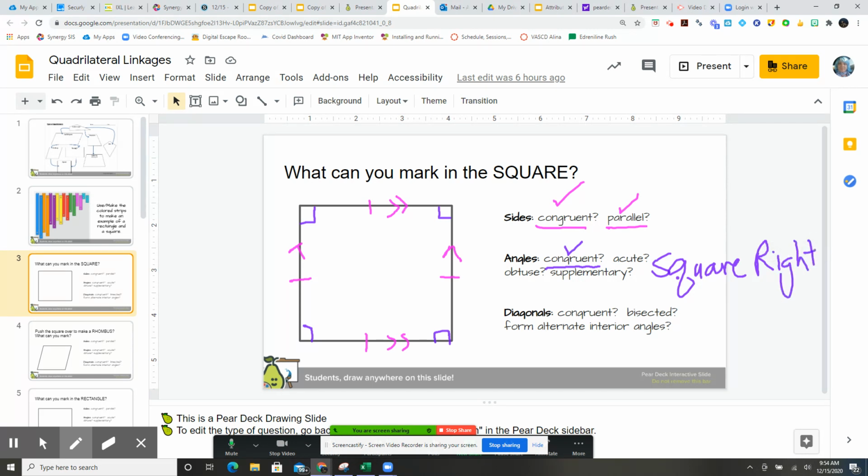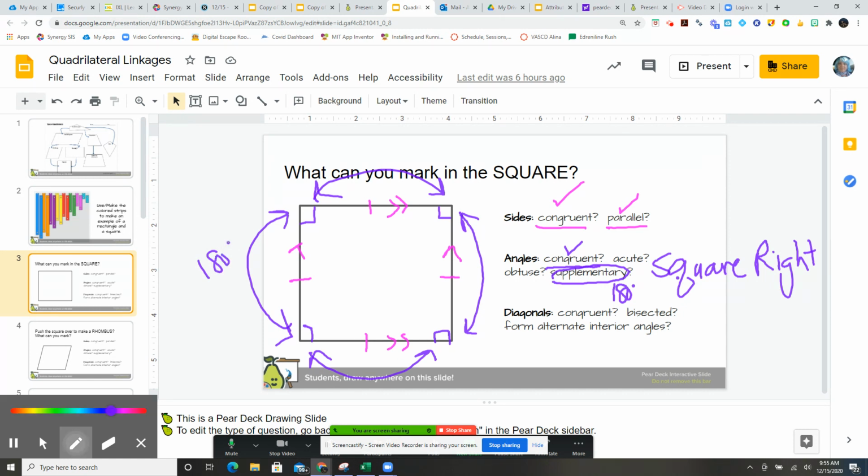Does that mean they're supplementary? What does supplementary mean? They add up to 180. It is absolutely 180. So those two angles are supplementary, and those two angles are supplementary, and those two angles are supplementary. All the adjacent angles in a square are supplementary. They add up to 180 because they're all 90 degrees, right?